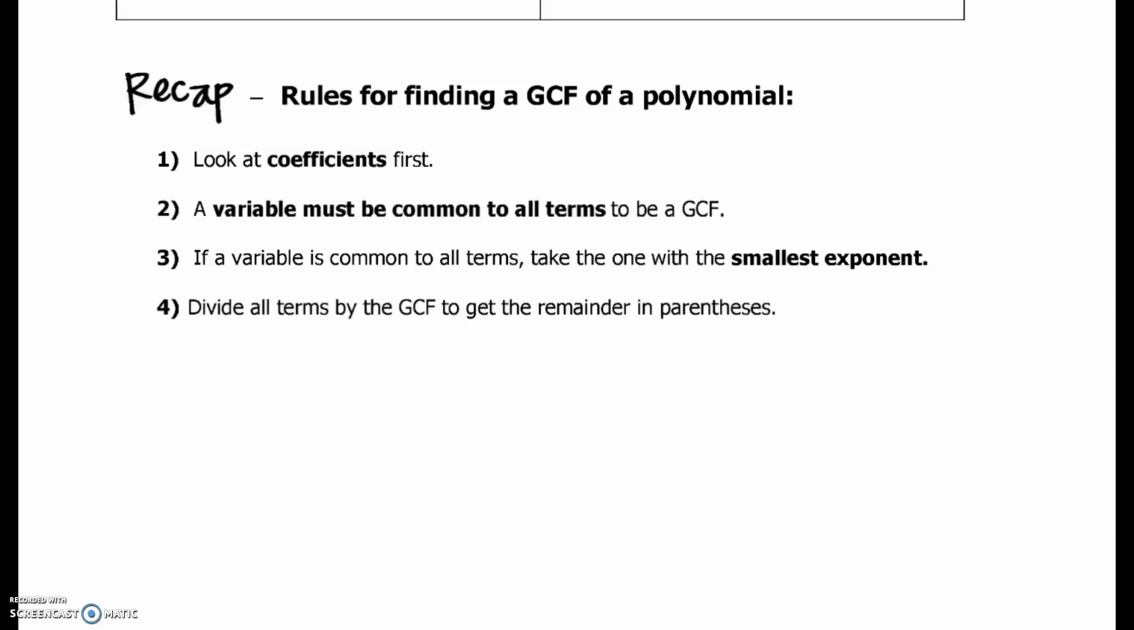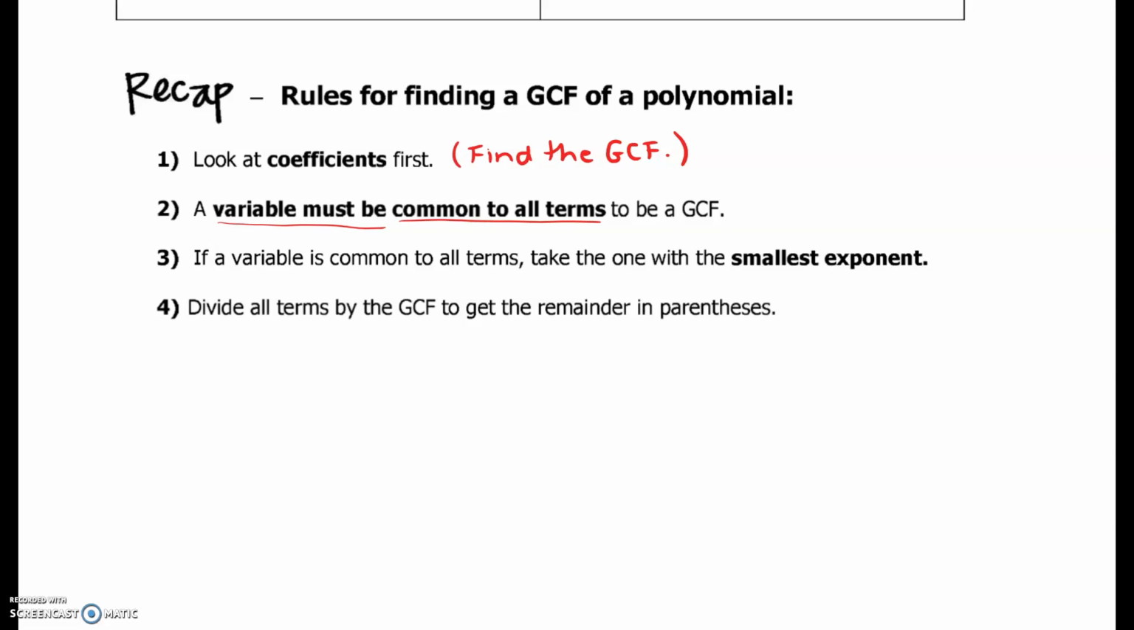So number 1 says, look at the coefficients first, okay? Those are the numbers. What we mean by that is we want to find the GCF of the coefficients, if there is one. Find that highest number that those two numbers are divisible by. Now, the next part deals with the variables, and you notice it says a variable must be common to all terms. So all of the terms have to have the letter X, or they all have to have the letter Y, and so on, in order to factor it out.